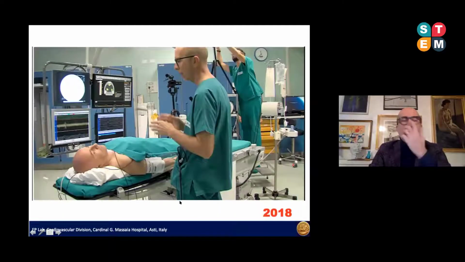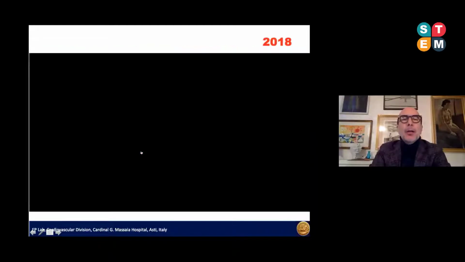This is just one example of a patient who underwent an atrial fibrillation ablation. He's on the bed without any adjunctive drugs. I will try to translate into English what I'm saying to the patient in a few seconds.